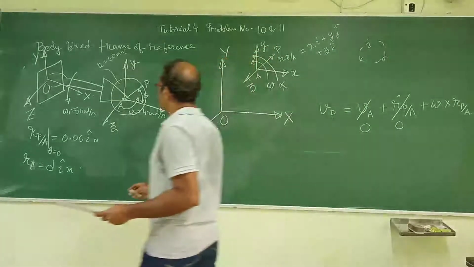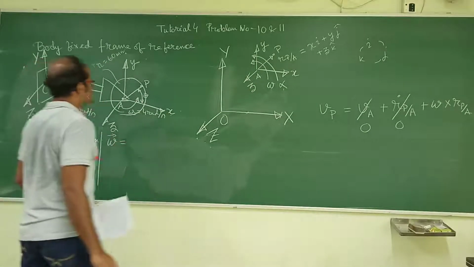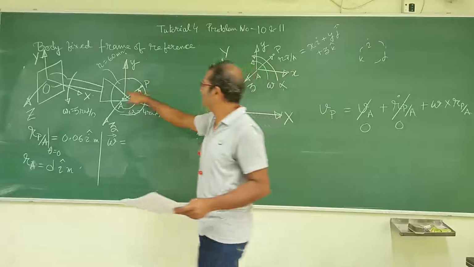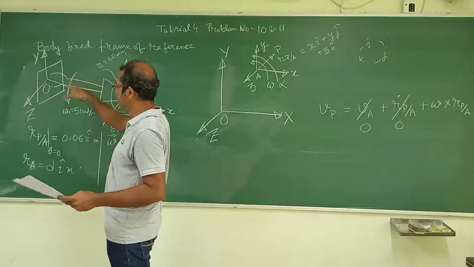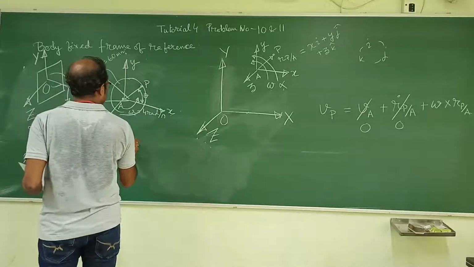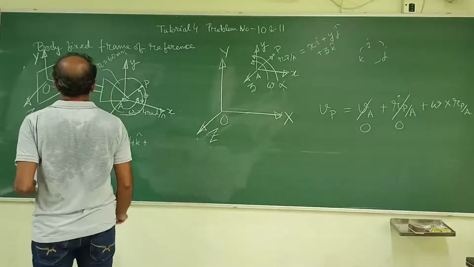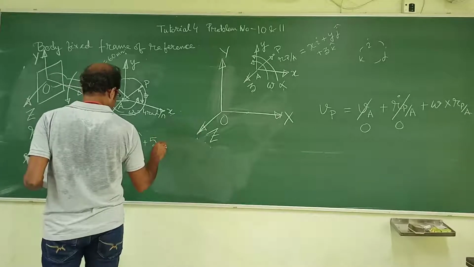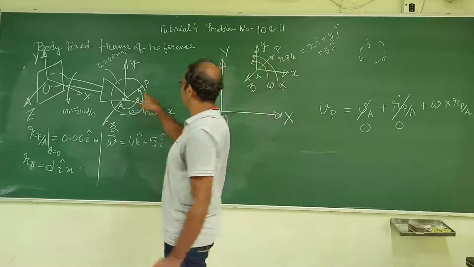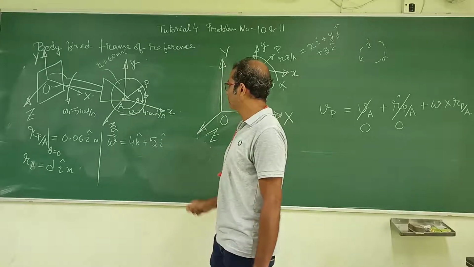Now we will be going for omega. What is omega? It is a combination of two omegas, because this is rotating and this entire assembly is rotated by this. So your omega is equal to omega 2 times z, so 4k, plus you have 5I. The sense of rotation is anti-clockwise, and over here it is also anti-clockwise. So it is 4k plus 5I.